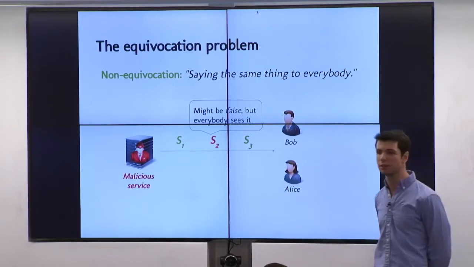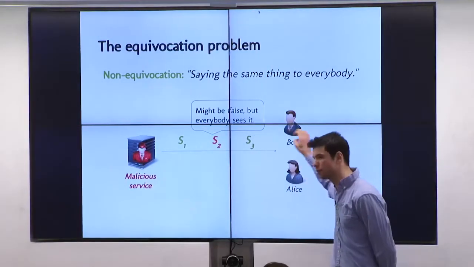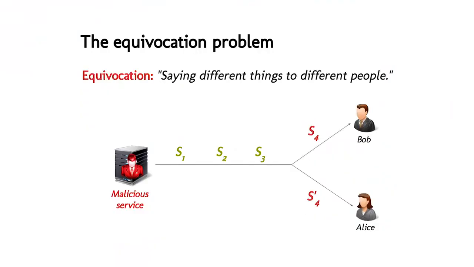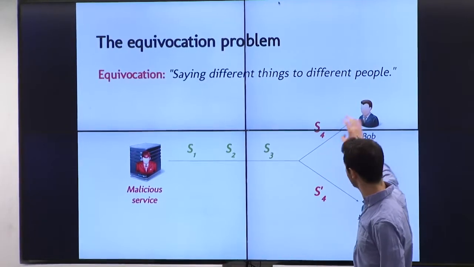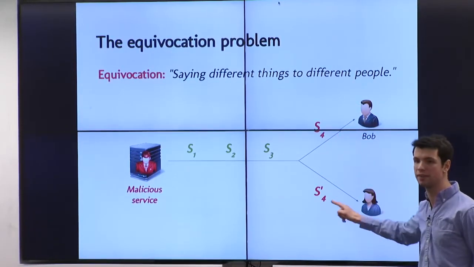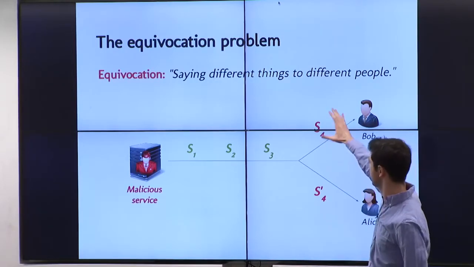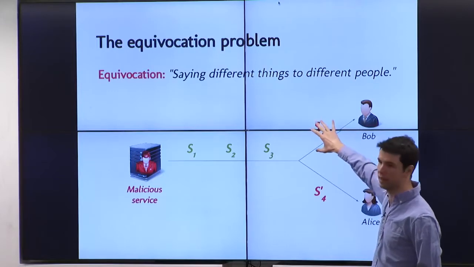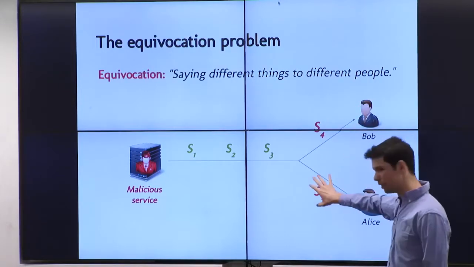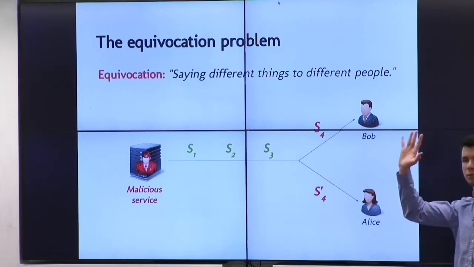In Bitcoin, you get a little bit more. You actually know that if this is a block, it's a valid block, assuming there's enough blocks on top of it, right? So equivocation means not saying the same thing to everybody. So for example, this malicious service, at time 4, might show Bob a different statement than Alice. So Bob sees S4 and Alice sees S4 prime. This is what happens in Bitcoin sometimes, and that's how you can double spend in Bitcoin, by putting a transaction here, sending money to the merchant, and then putting another transaction here, sending money back to you, right? Are you guys familiar with this?